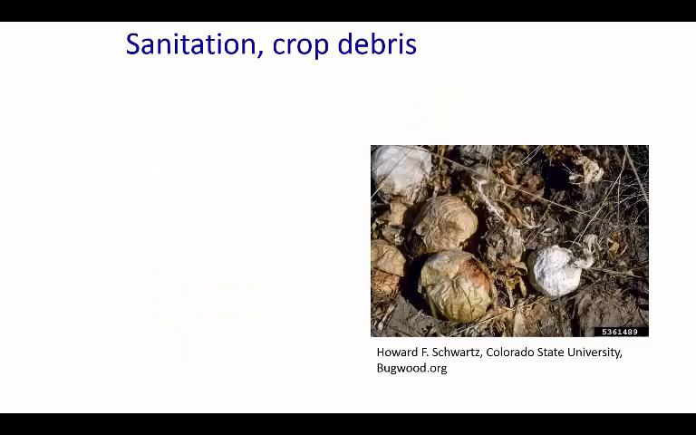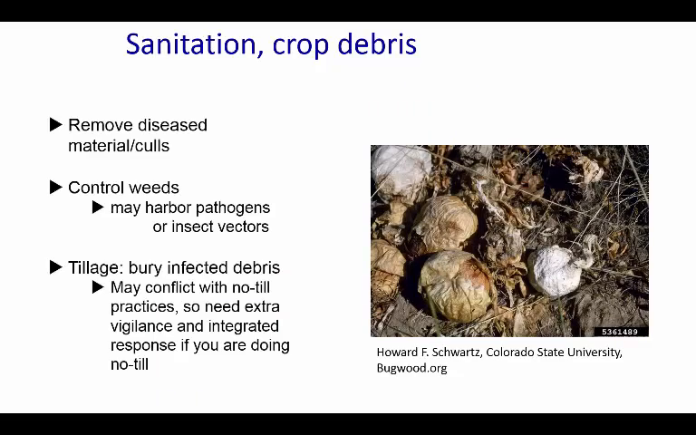Some pathogens carry over from one season to the next in crop debris. Infected plant debris can also be a source of a pathogen within the same season. So when feasible, you can remove diseased plants and keep the culls away from the production site. Some pathogens can survive on weeds, so weed management is important.